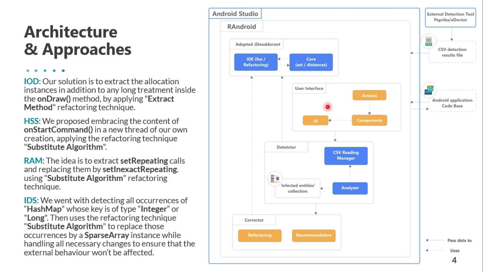When the files are presented, the detection model starts its job by reading them, detecting the exact location of each code smell instance by analyzing the entities, which are the classes and methods found in the input file. After that, it stores all their locations in a special collection. Then we pass this collection to the refactor model, the corrector model, which will either refactor the code smell or give recommendations based on the code smell. Other than that, there is another model, which is the adapted JDorant, which represents the communication interface between our RAndroid and the code base itself, allowing us to apply our refactoring approaches.